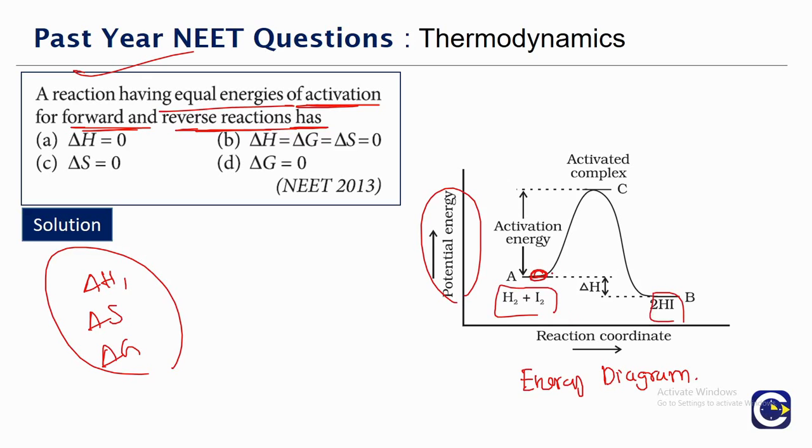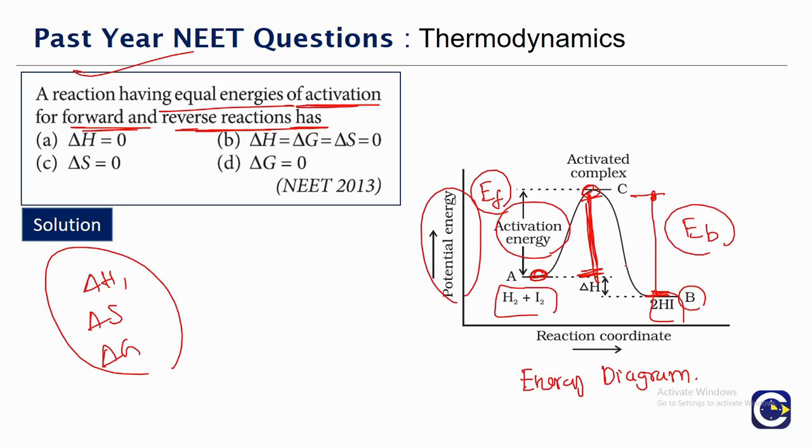In this, the energy difference between the reactants and the intermediate or activated complex, what do you call it? Energy of activation for the forward reaction. Similarly, if you have a reverse reaction also happening, the energy difference between the products and that intermediate is called the energy of activation for the backward reaction. So the forward reaction has an energy of activation, and the backward reaction has an energy of activation.